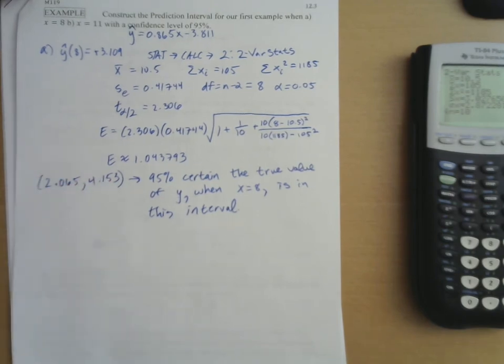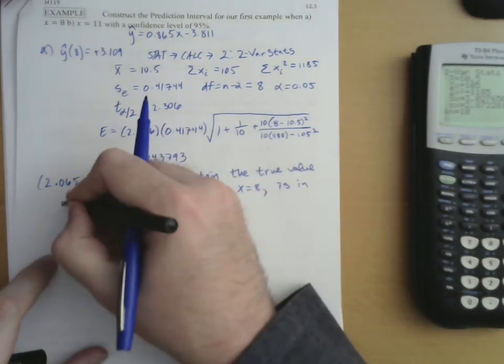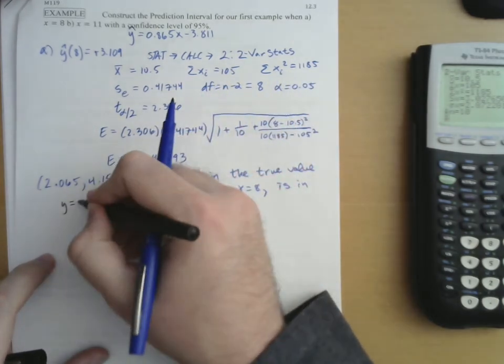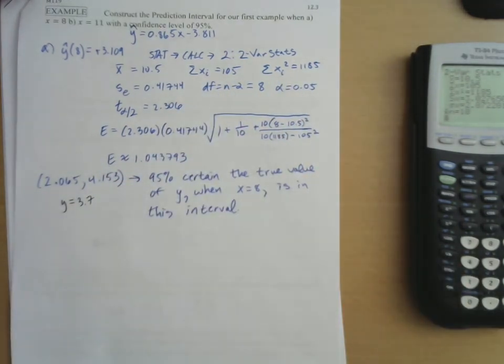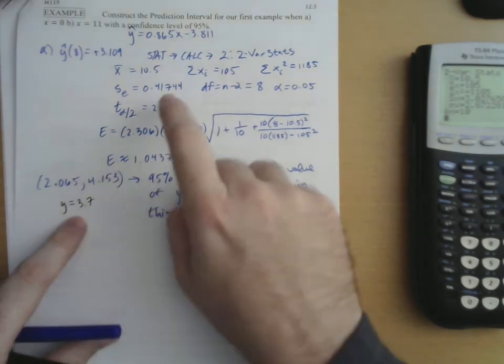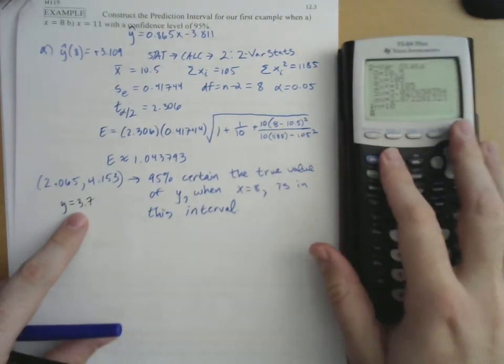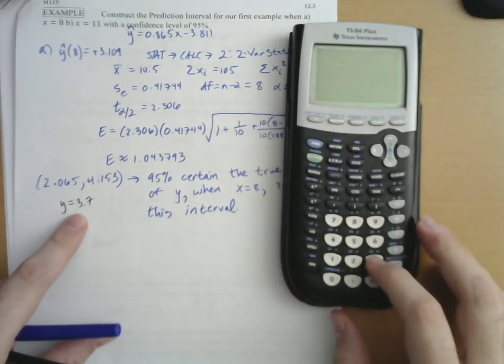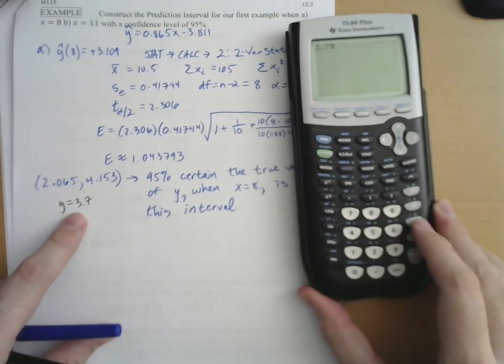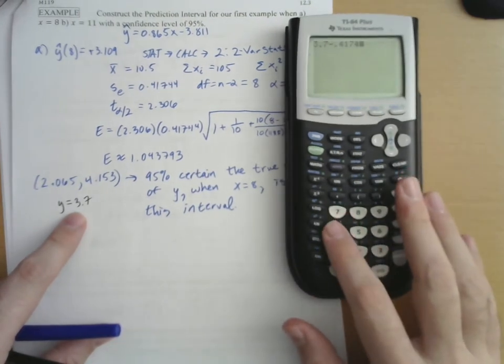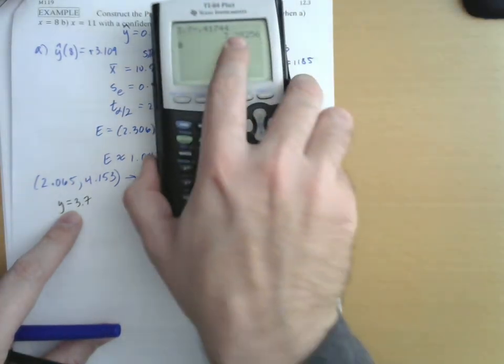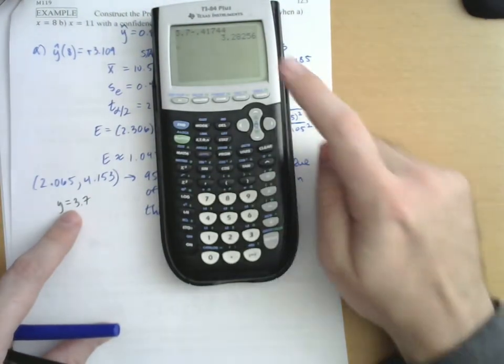If we look back at what our values were, the y value when x equals 8 was 3.7. So it's pretty close. And an interesting thing that appears, that we'll talk about more in a second, is your actual value compared to your standard error estimate. If you subtract, 3.7 minus 0.41744 gets us to 3.28. Now, it's not equal to our predicted value, but it's very close.